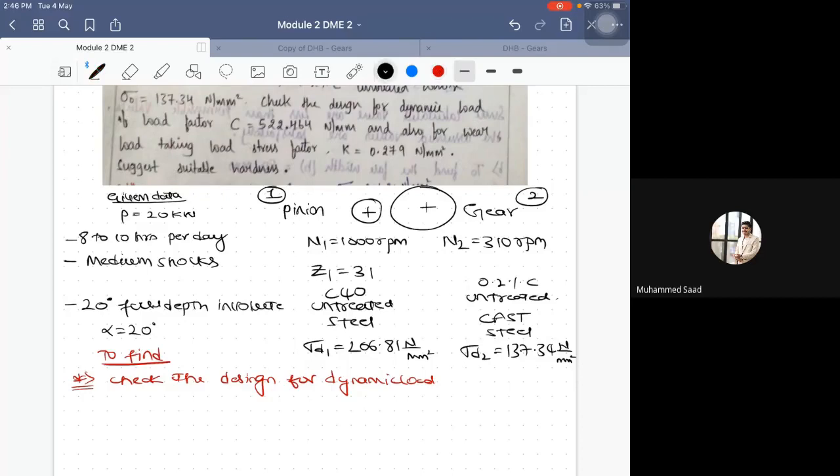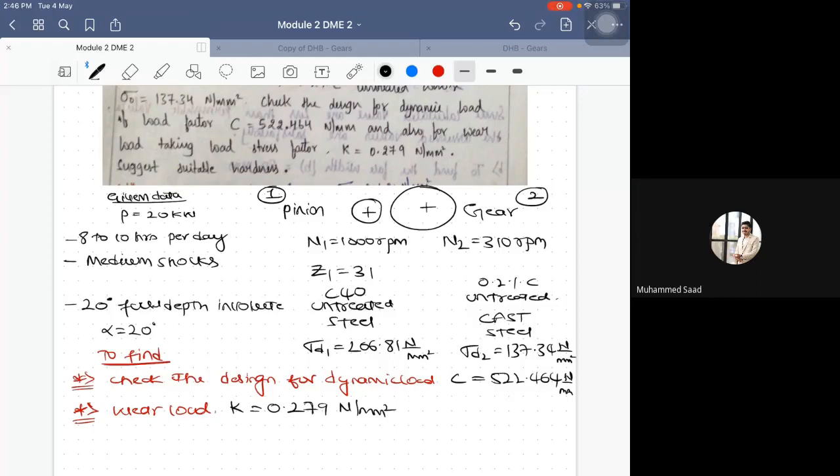Excellent. He has given the load factor directly. I would just take it as C is equal to 522.464 Newton per mm. He has given the load factor directly, and also for the wear load. Next, you have to check it for the wear load, taking the load stress factor. K is directly given in the problem. So it is 0.279 Newton per mm square. The value of K is given.